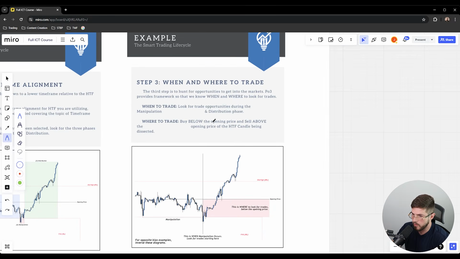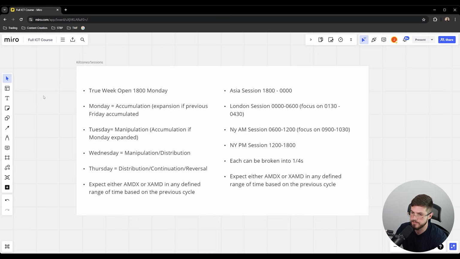So very important is knowing when to trade. Okay, so you're going to look for trade opportunities simply during manipulation and distribution, nothing else. You're not going to even look to trade during accumulation phases, okay? And we're going to talk about in a second what accumulation phases are, when they are, on a daily and a session-based level, because this concept can be used on a weekly candle, it can be used on a daily candle, it can even be used on a session, because every one of those has the smart trading life cycle of the power of 3. All right, so let's break this down into when these time cycles are.